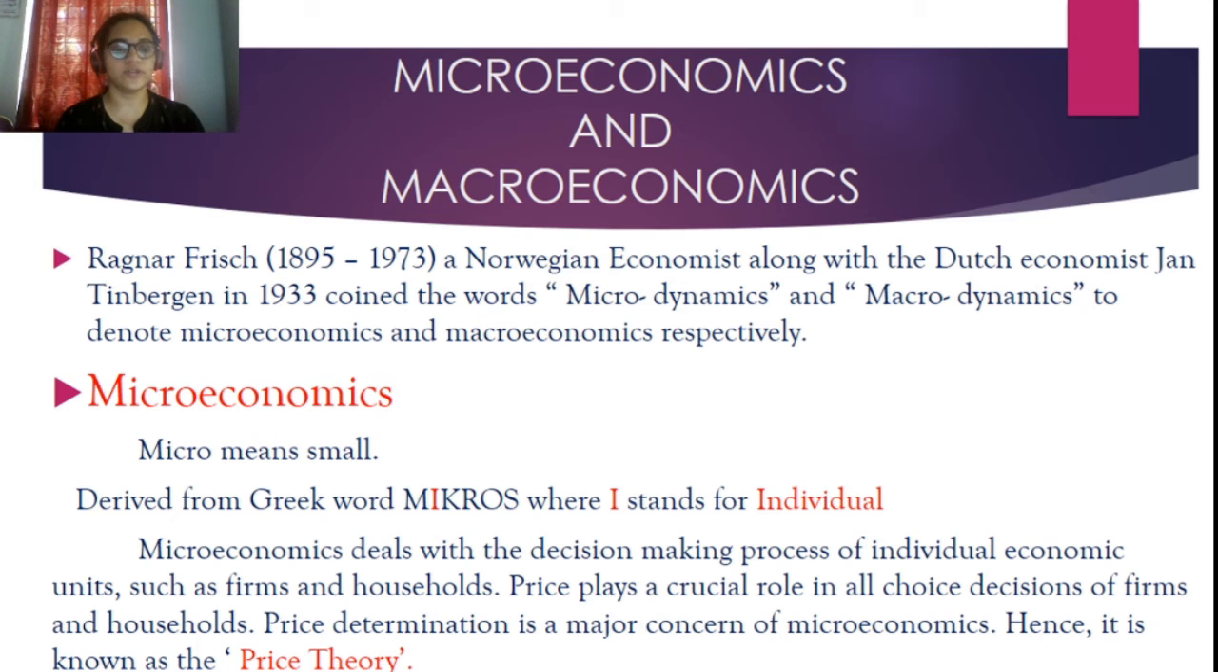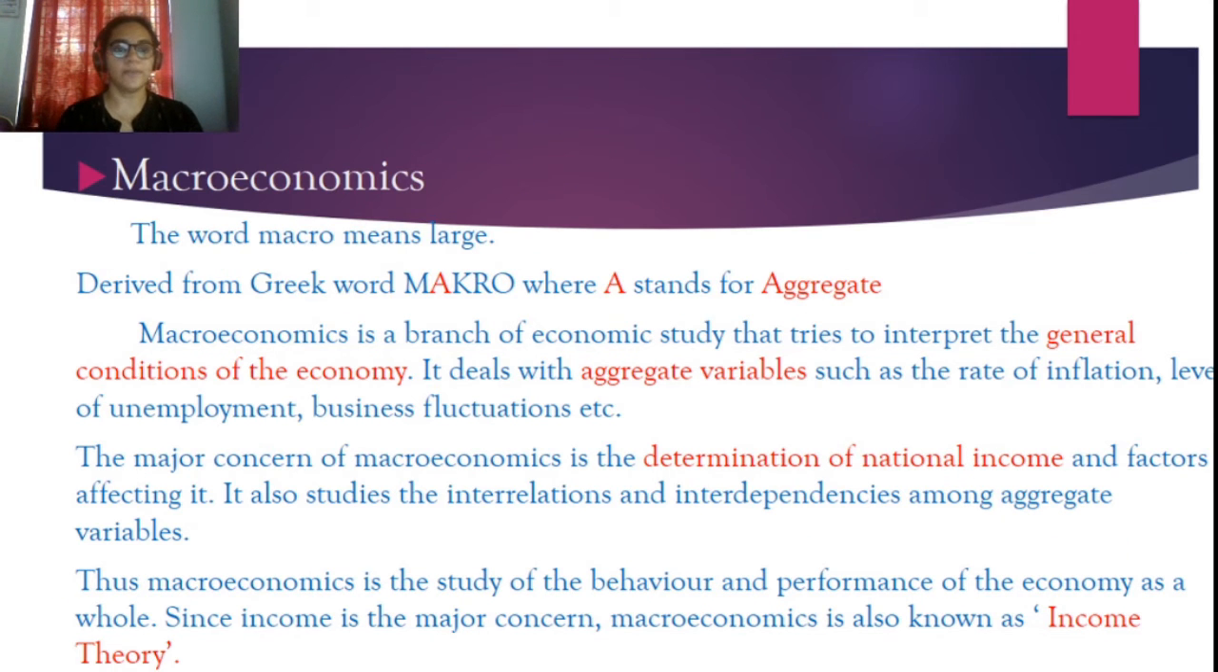And now we are going to discuss macroeconomics. The word macro means large. It is derived from the Greek word makros, which stands for aggregate. So, in macroeconomics, the major concern is aggregate variables. We discuss the general conditions of the economy. It deals with aggregate variables such as the rate of inflation, national income, unemployment, business fluctuations, and so on. The major concern of macroeconomics is the determination of national income and the factors affecting it.